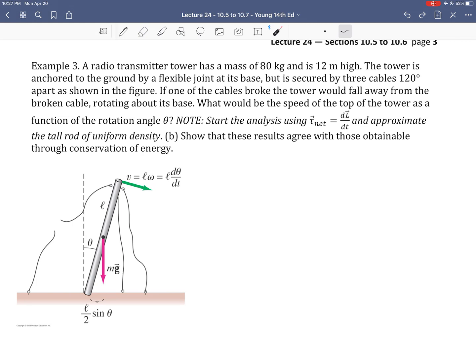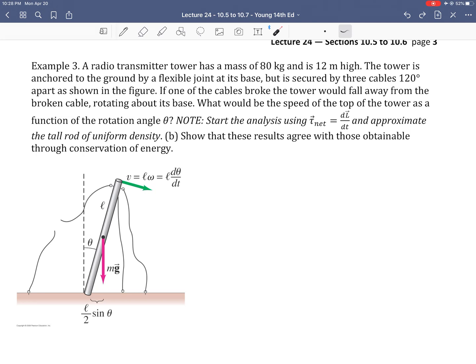All right, so a radio transmitter tower has a mass of 80 kilograms and is 12 meters high, okay? So the 12 meters is this length here. The mass, that's the M, it's 80 kilograms. The tower is anchored to the ground by a flexible joint at its base, but it's secured by 3 cables 120 degrees apart, as shown in the figure. If one of the cables breaks, then the tower would fall away from the broken cable, rotating about its base. What would be the speed at the top of the tower as a function of the rotation angle?